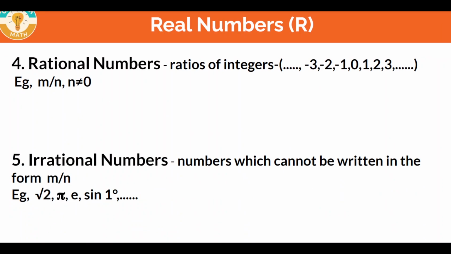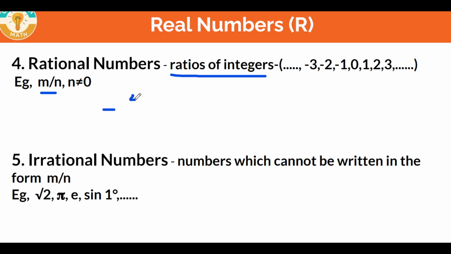Let's look at rational numbers and irrational numbers. So what are rational numbers? A rational number is a ratio of integers in the form m by n. We have to notice that the denominator n must not equal 0, because we can't define it if the denominator is 0. Ratios of integers, we all know that integers include negatives, 0, and all positive integers. So let's have some examples.